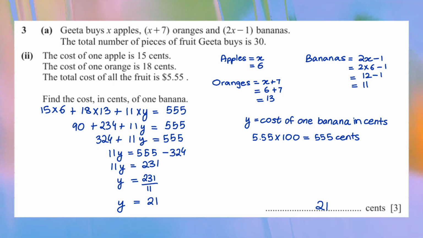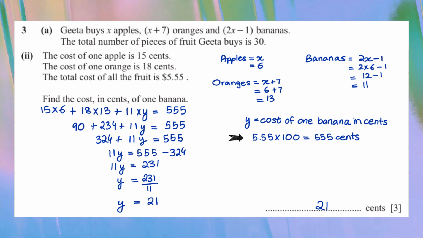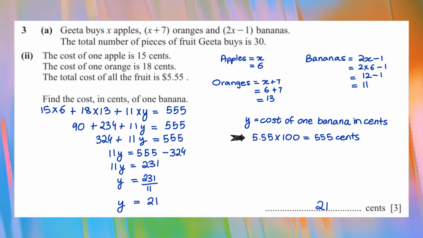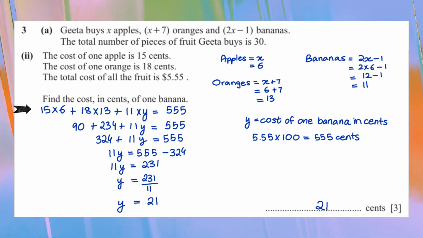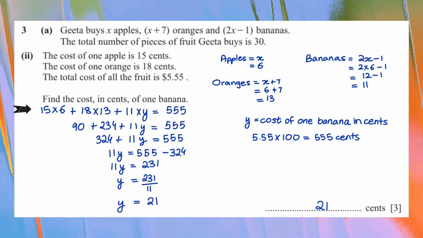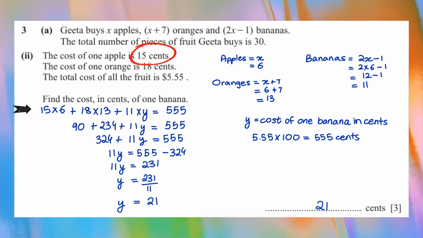Now, we are not given the cost of 1 banana. So let's say that y equals the cost of 1 banana in cents. We also know that the answer should be in cents, according to the question. So we convert $5.55 into cents by multiplying 5.55 by 100, which gives us 555 cents. The total cost of all the fruit is 555 cents, so the total cost of the apples, plus the total cost of the oranges, plus the total cost of the bananas is 555 cents.